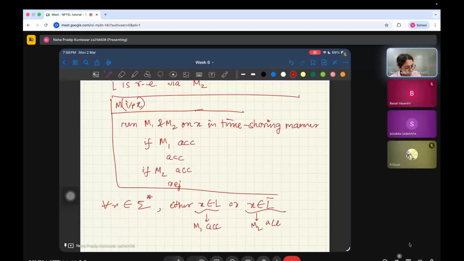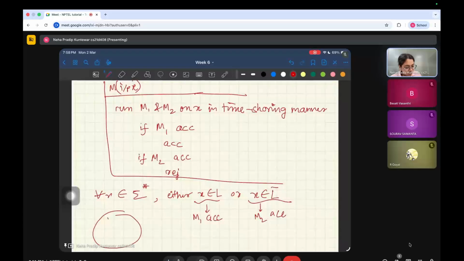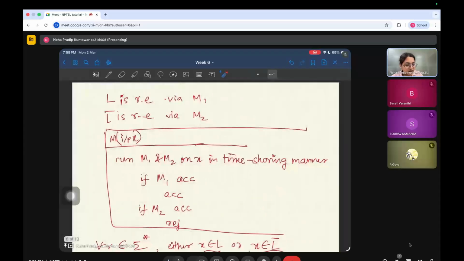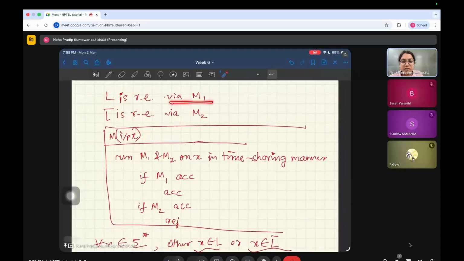Because let's say this is the set of all possible strings, and let's say this is your L, and the other part of it is L complement. If you look at any string, either it's here or it's here, correct? So that is what this says: either x is in L or it is in the complement of L. If x is in L, by definition M1 will accept it, right? And if x is in L bar, then by definition M2 will accept it.